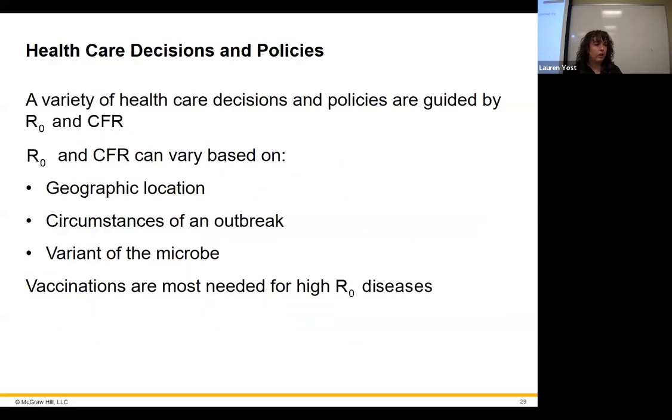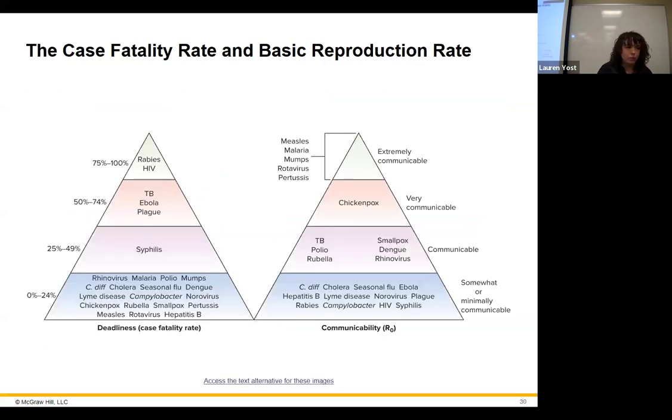All right, so healthcare decisions are often based on the R naught and the case fatality rate, but they can vary based on geographic location, circumstances of an outbreak itself, and whatever variant or strain of the microbe we're looking at. If you have a very high R naught disease, if you want to control spread, then you're going to probably need vaccination in order to accomplish that. Here we have on the left the deadliness, which is that case fatality rate. And on the right, we have the R naught, the communicability. So how much it can be spread.